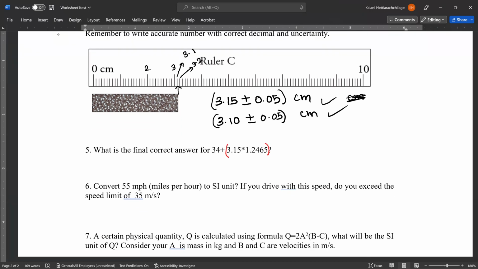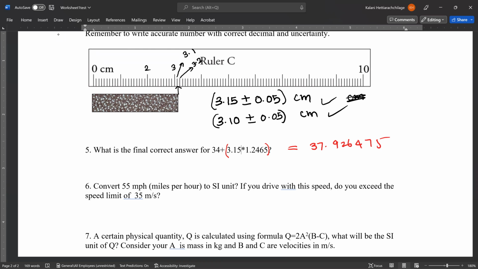Then add 34 to that. Let's do it by using the calculator first, and then let's use our rules, right? So we have 3.15 times 1.2465 times 3.9 plus 34. Okay, so your final calculator answer is 37.926475.